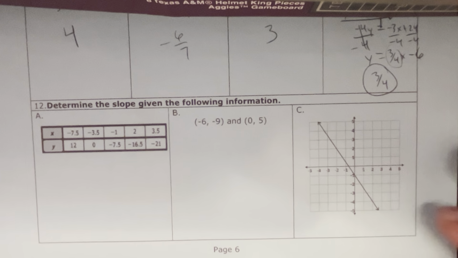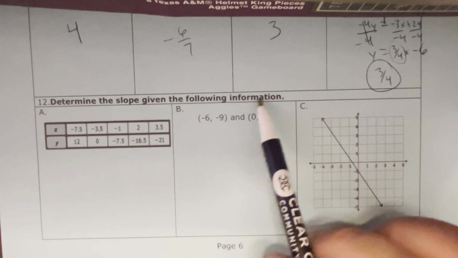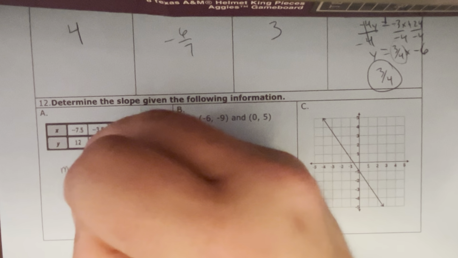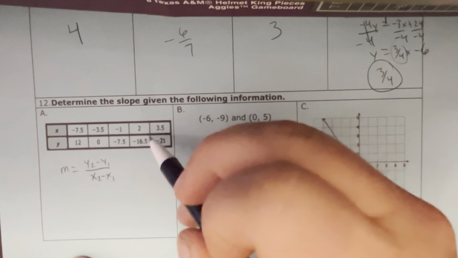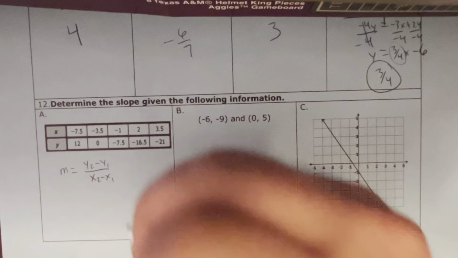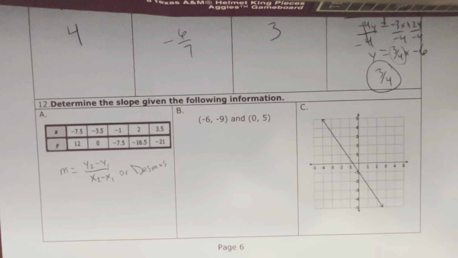All right, number 12. On this one, it's to determine the slope given the following information. So given a table, you can find it using the equation m equals y2 minus y1 over x2 minus x1, and just use 2 points, plug it into the formula, or you can just go to Desmos. And so we'll go to Desmos and check it.